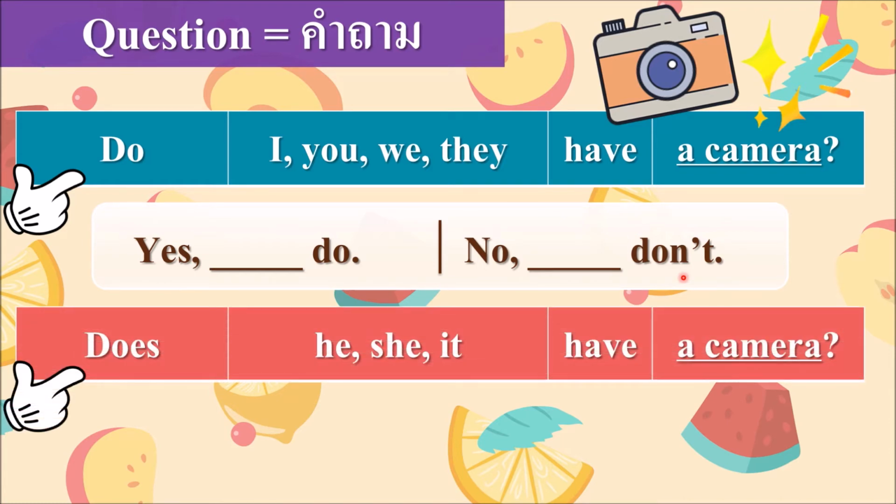when we have he, she, it, we use does in front and have after the pronoun. For example, does he have a camera? Does she have a camera? Does it have a camera? A camera is a complement.